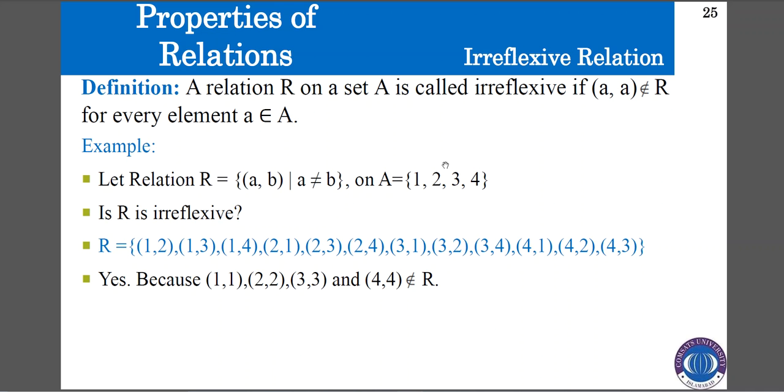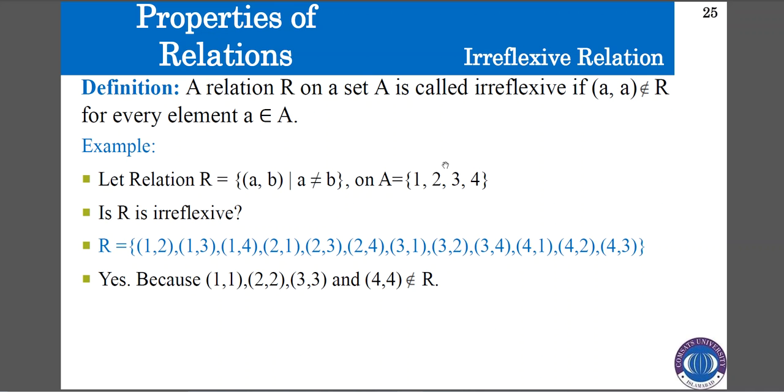Yes, because the pairs (1,1), (2,2), and (3,3) belong to R, but (4,4) does not belong to R. For every element, the pair should not belong to relation R. In this relation, no pair (1,1), (2,2), (3,3), or (4,4) belongs to R, and these pairs do not belong to the relation.